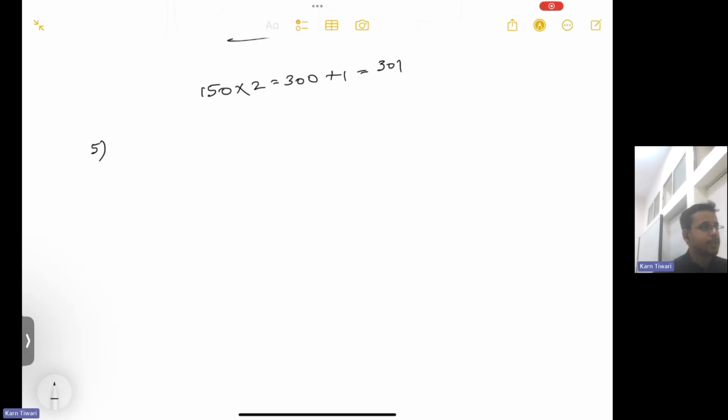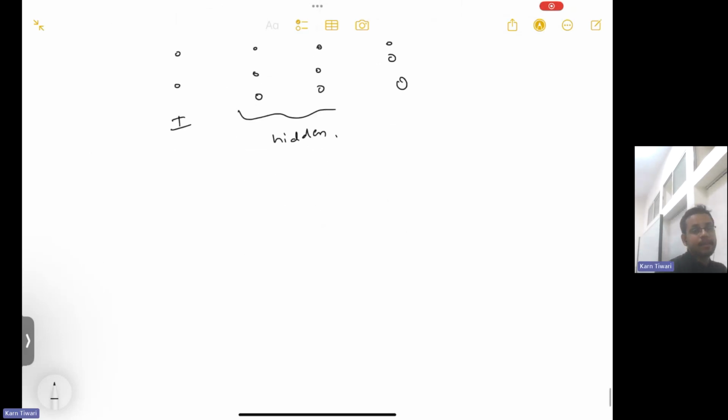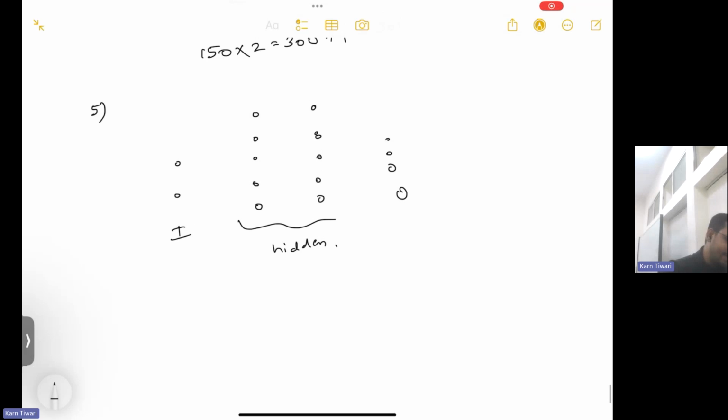Coming back to the fifth question. It's like this. We have a network with two inputs, two hidden layers each consisting of 5 neurons, and the output having 3 neurons. Input, hidden, output. So how many weights are there? You know they are connected like this.